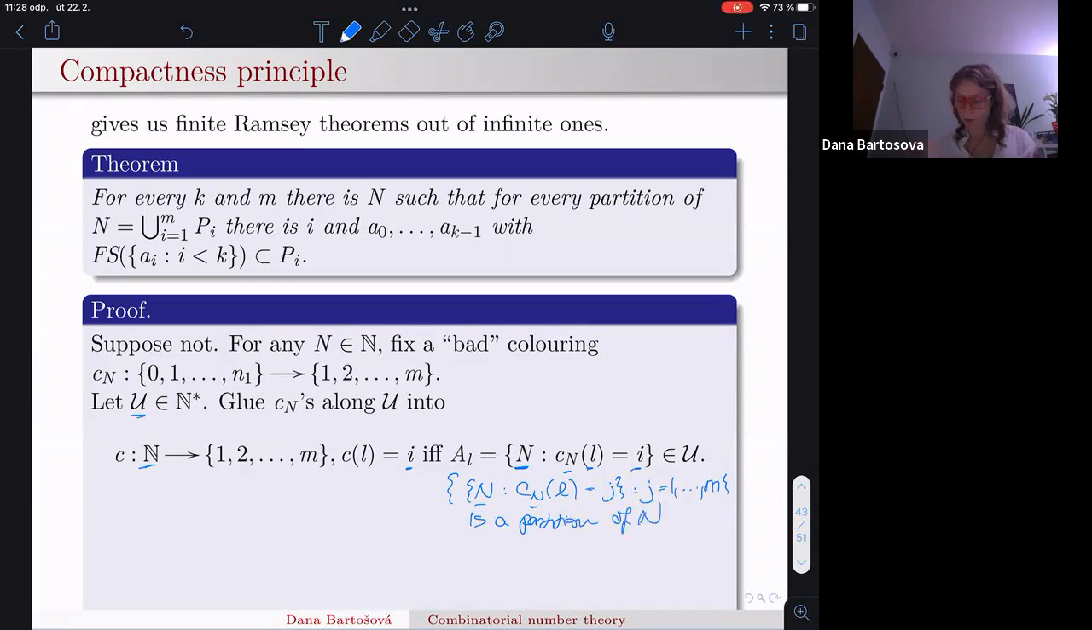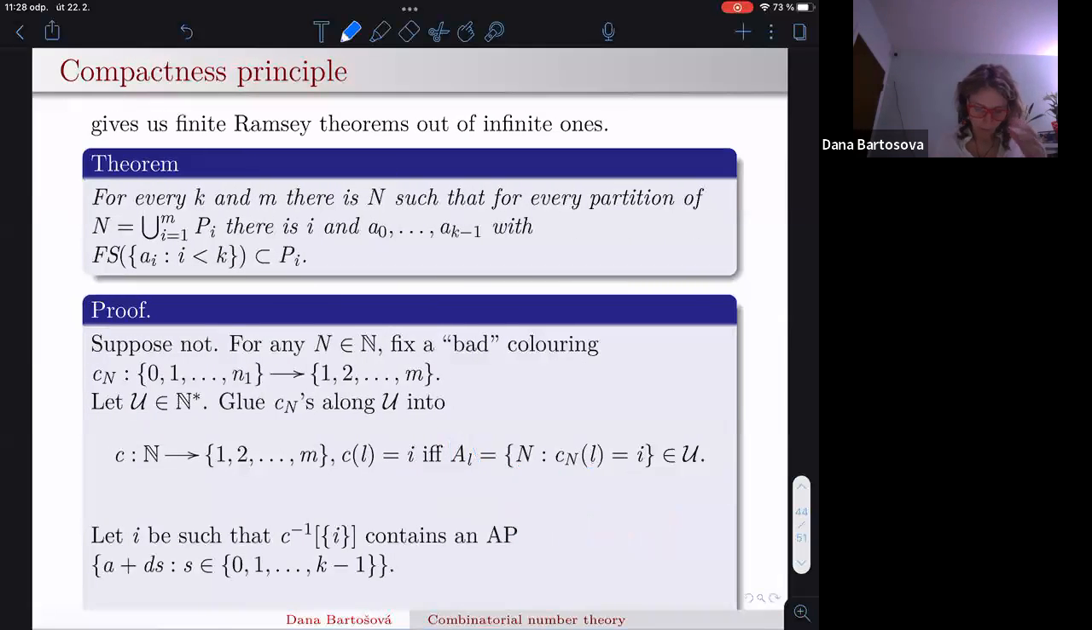And therefore, one of the pieces, which I'm going to call AL, has to be in that ultrafilter. So now we know that the infinite version works.